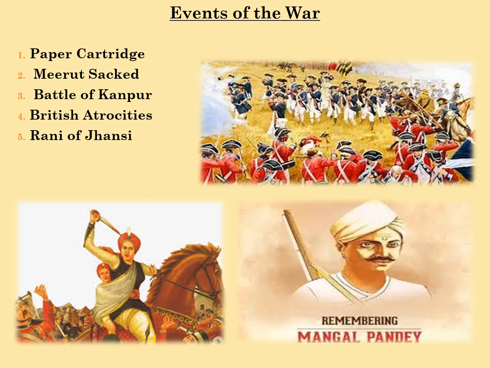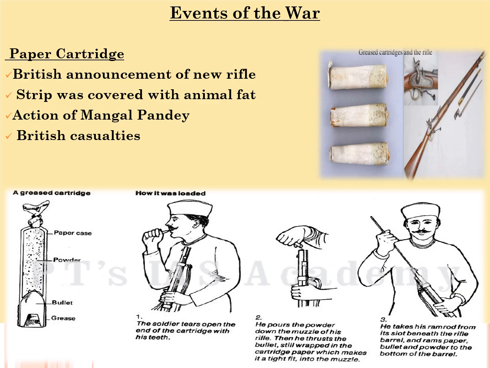Now let's move towards the events of the war. There were mainly 5 events: paper cartridges, the sacking of Meerut, the Battle of Kanpur, British atrocities, and the Rani of Jhansi event. So we will see all these events in detail one by one. First of all, let's see the paper cartridge event, as I have explained a little bit before as well.